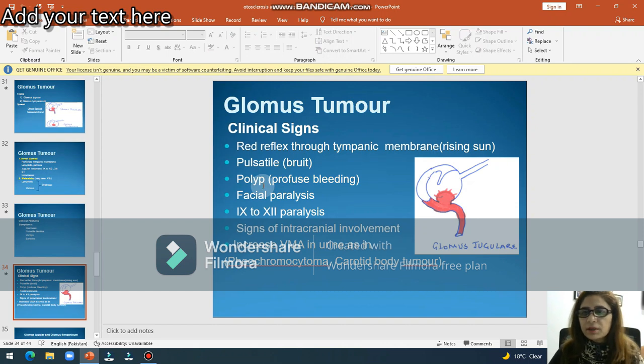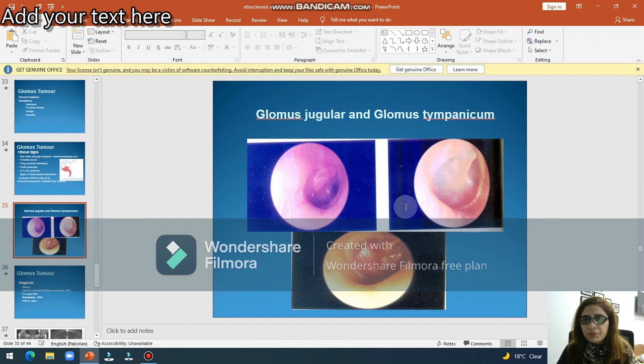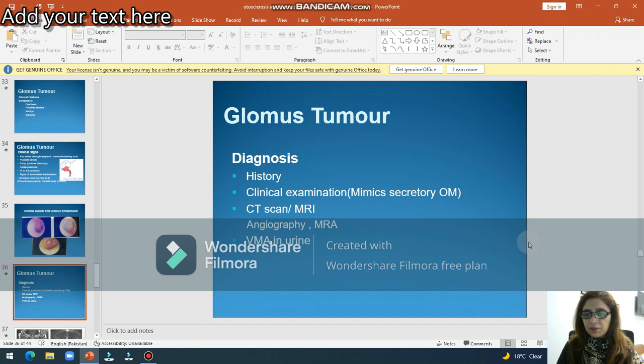So rising sun appearance is seen in glomus jugulare, because glomus jugulare can involve the middle ear inferiorly. So there is rising sun abnormality. With glomus jugulare or glomus tympanicus, the whole tympanic membrane can be red in color. You can see in these pictures there is a red bulging tympanic membrane, but it can be differentiated from acute suppurative otitis media.